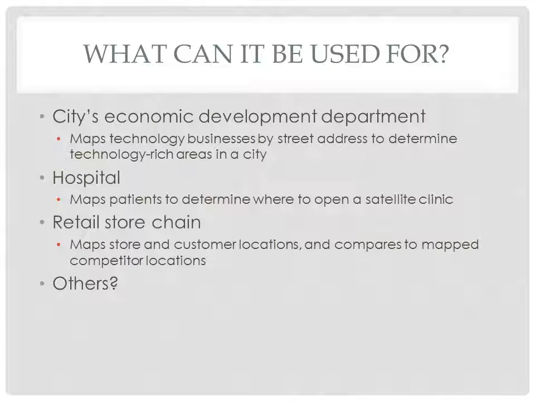Geocoding may be used for several different things, and these are some of the common uses of geocoding. A city's economic development department will use maps of businesses by street address to determine technology-rich areas in a city if they're interested in looking at patterns of clustering and development. A hospital might map patients to determine where to open a satellite clinic. A retail store chain might map store and customer locations and compare them to mapped competitor locations. And there are many other uses of geocoding.